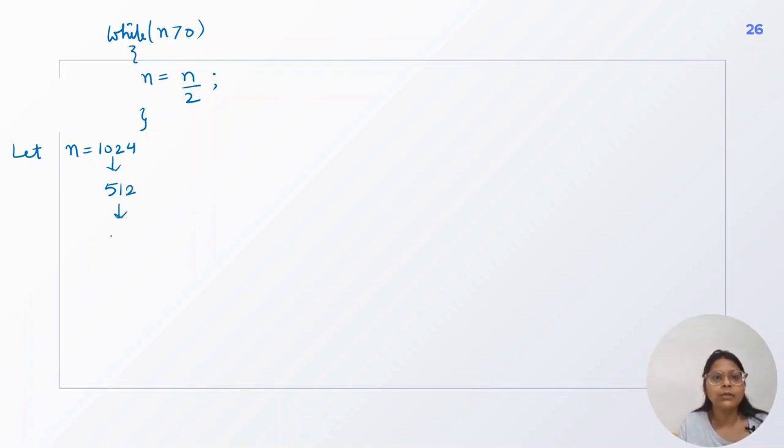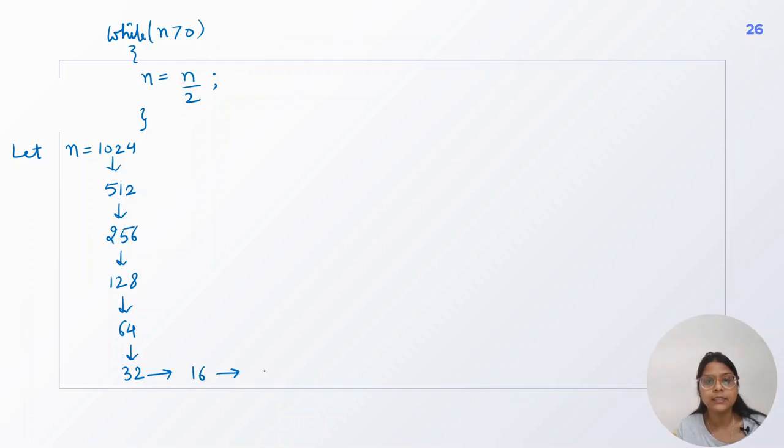Again 512 is greater than 0, so you divide it by 2 again, 256. 256 is also greater than 0, you divide it, 128. 128 is also greater than 0, you divide again, it will be 64. Again it is greater than 0, you keep dividing by 2, and then you will reach 1. At 1 you have to stop. This is the condition. You can even write it as n is greater than 1. So let's see how this is working.